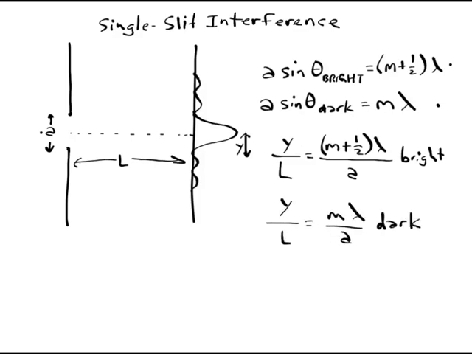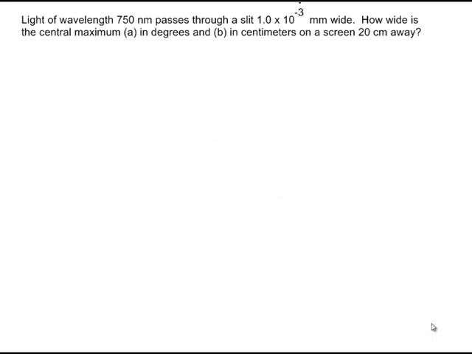Let's do a practice problem. Let's read the question. Light of wavelength 750 nanometers passes through a slit 1 times 10 to the negative 3 millimeters wide. How wide is the central maximum, A in degrees and B in centimeters, on a screen 20 centimeters away? I'm going to draw a picture here.